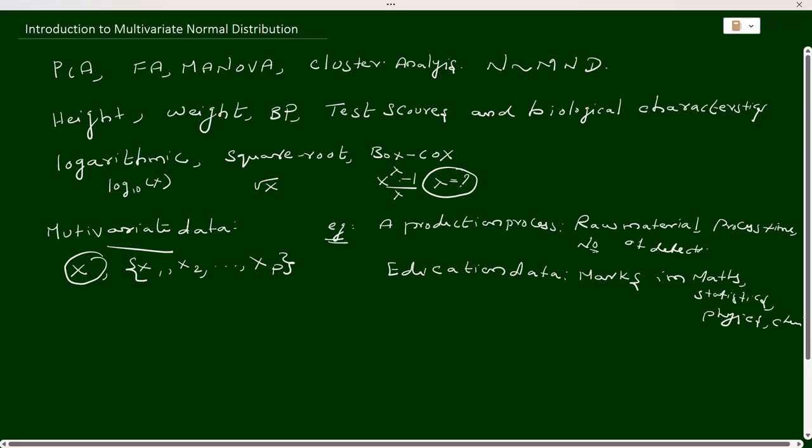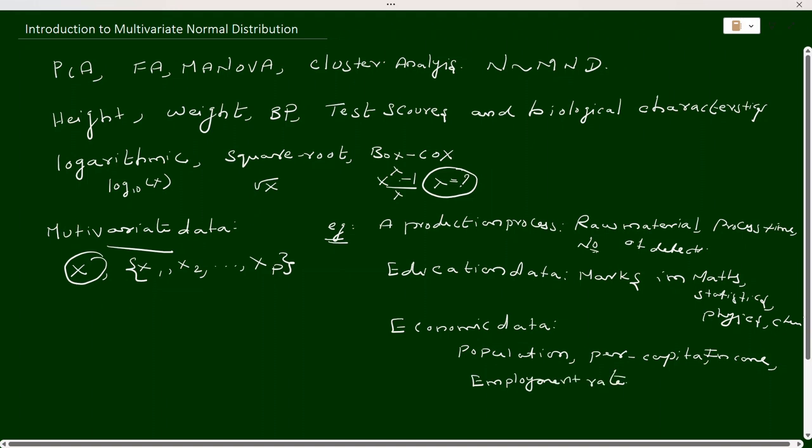Suppose you take another example under economic data. So population in that particular area can be considered. Second, we can see per capita income of the state or the area, or employment rate of a particular area. All such things will come under the economic data.